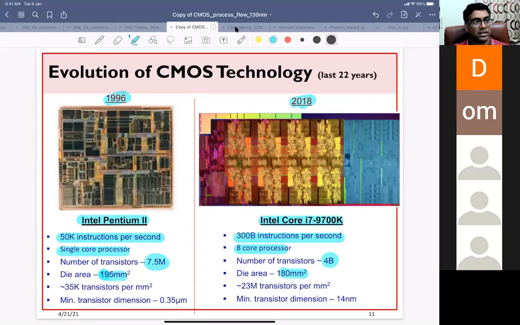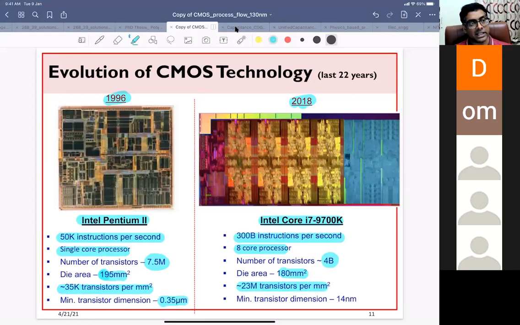And if you look at the transistors per millimeter square, which is a metric everybody uses, you have 35,000 transistors per millimeter square of area. Now in Intel Core i7, it was 23 million transistors per millimeter square.